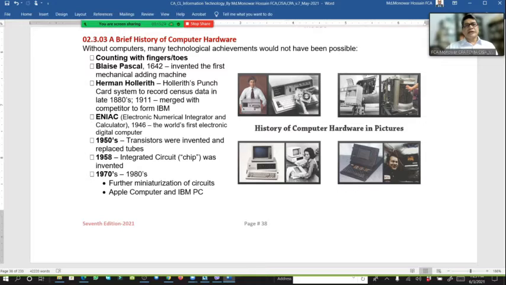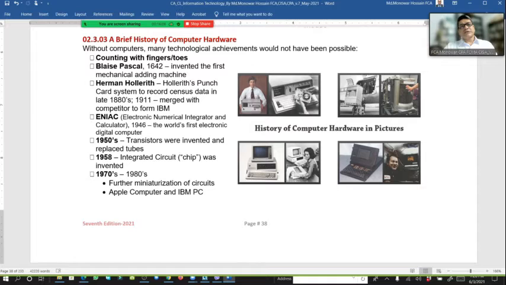In 1890, Hollerith developed the punch card system, and in 1911 it merged with competitors to form IBM. In 1946, ENIAC, the Electronic Numerical Integrator and Calculator, was invented, the world's first electronic digital computer.